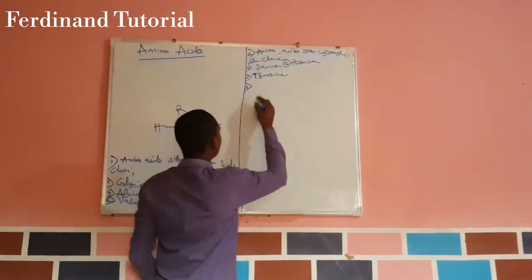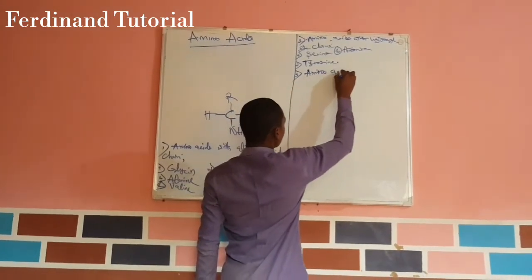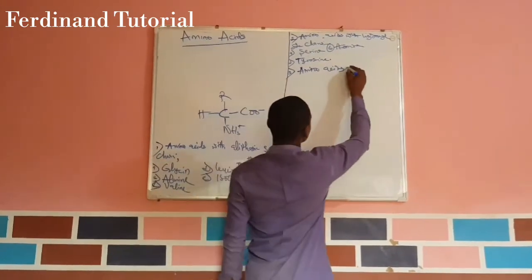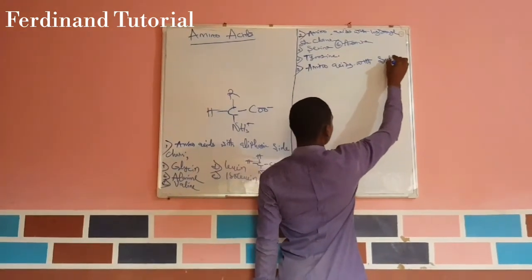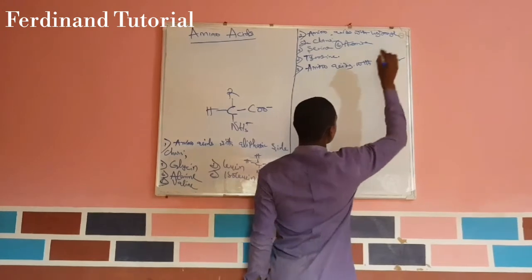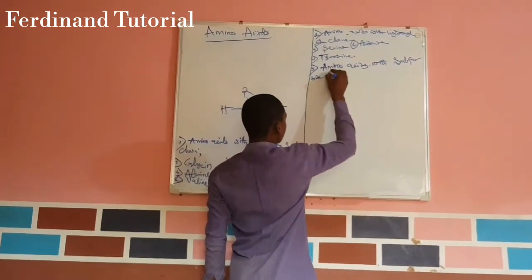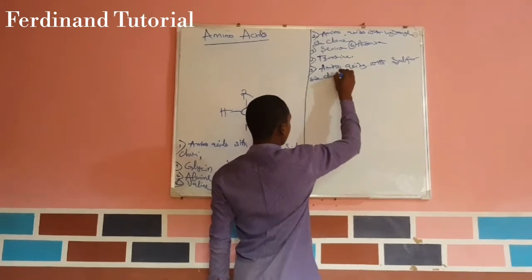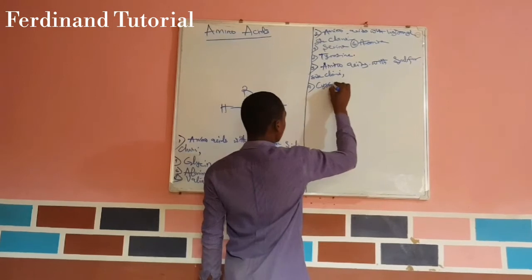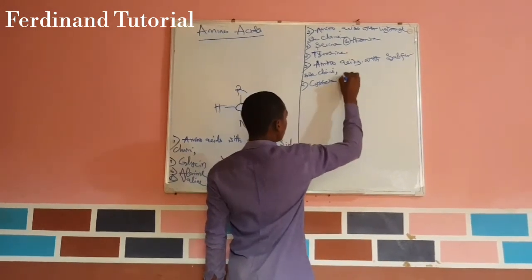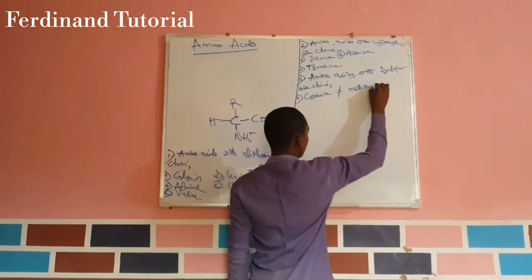We have amino acids with sulfur side chains, or sulfur atom side chains. The sulfur side chain amino acids include cysteine and methionine.